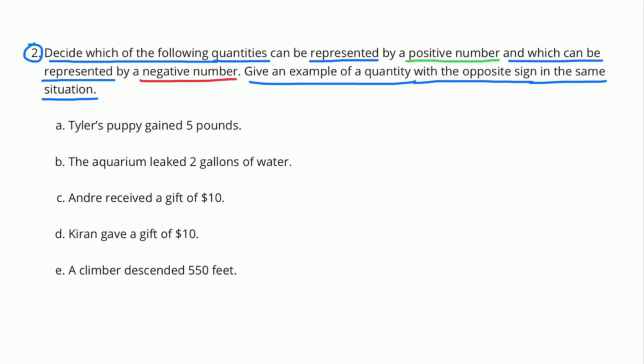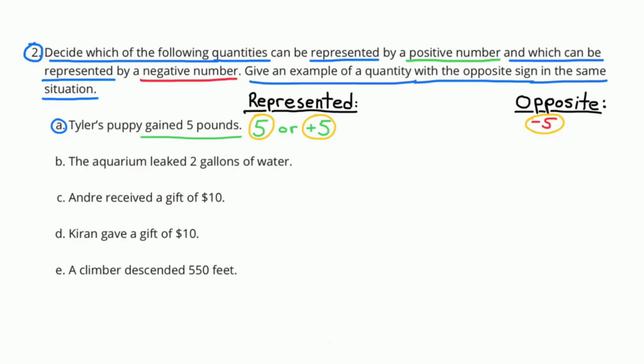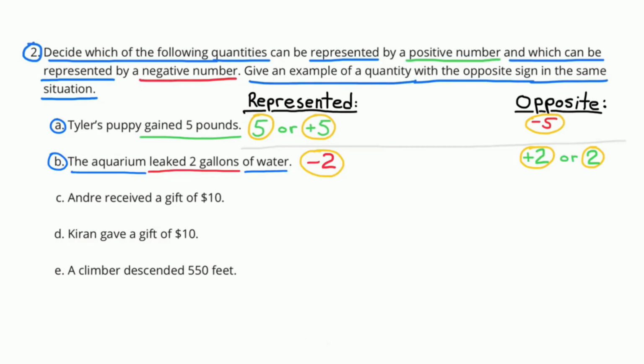Number 2. Decide which of the following quantities can be represented by a positive number and which can be represented by a negative number. Give an example of a quantity with the opposite sign in the same situation. A. Tyler's puppy gained 5 pounds. Gaining 5 pounds would be worth +5, and the opposite of that would be -5. B. The aquarium leaked 2 gallons of water. Leaking 2 gallons of water would be -2, and the opposite of -2 is +2.